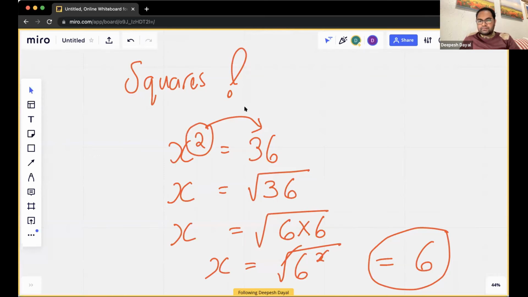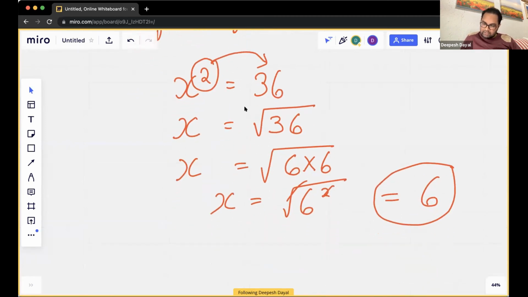Okay, any questions regarding squares? No, sir. No questions. Okay. Let's look at one with a slight complication in it.